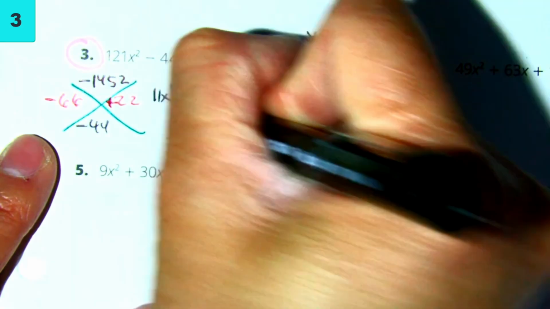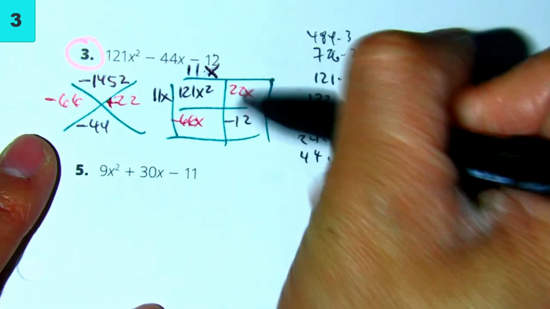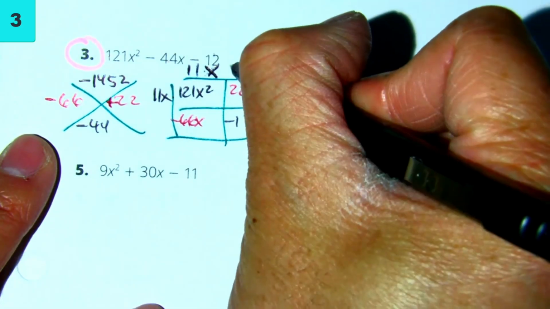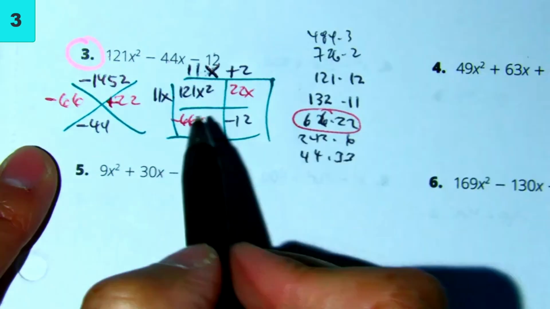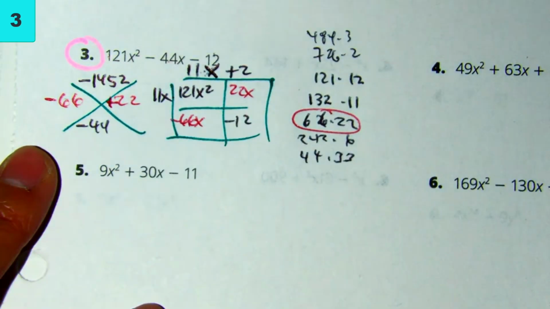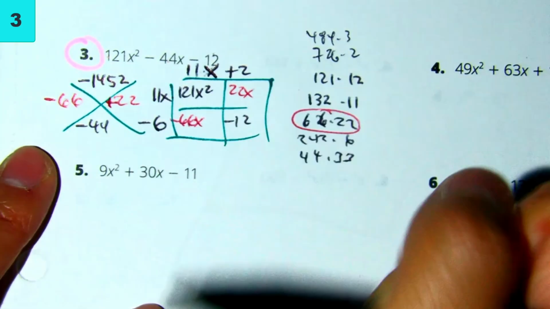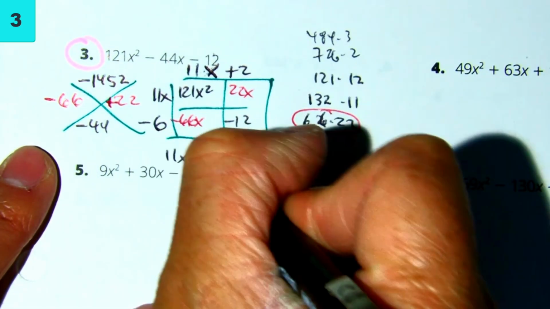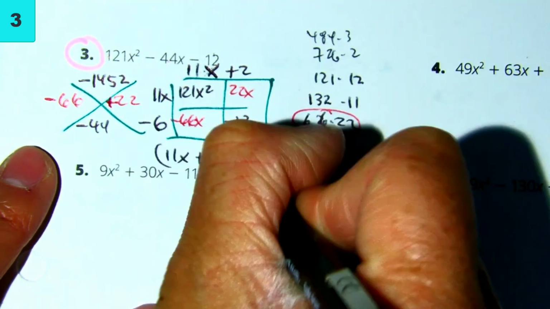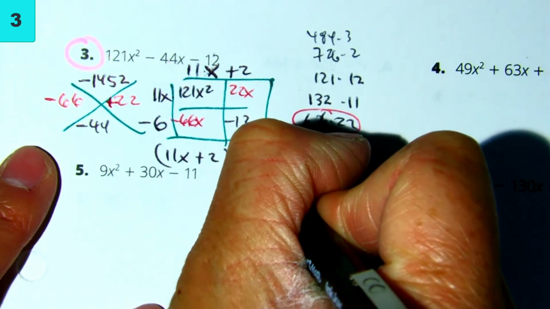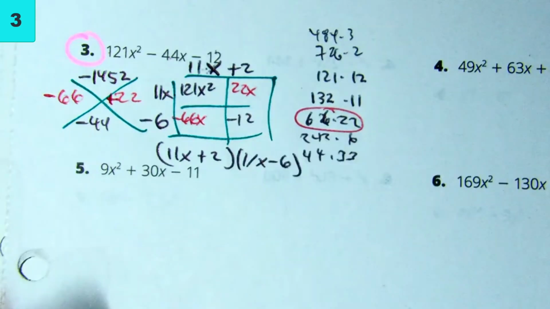11x. 11x times something equals 22x. 2. 11x times something equals negative 66x. Negative 6, and negative 6 times 2 gives us negative 12. So 11x plus 2, 11x minus 6 is our answer.